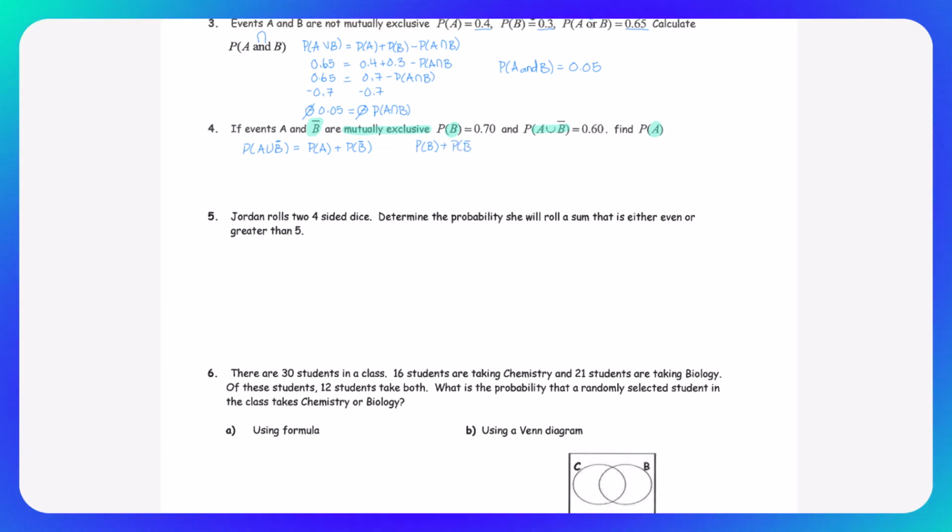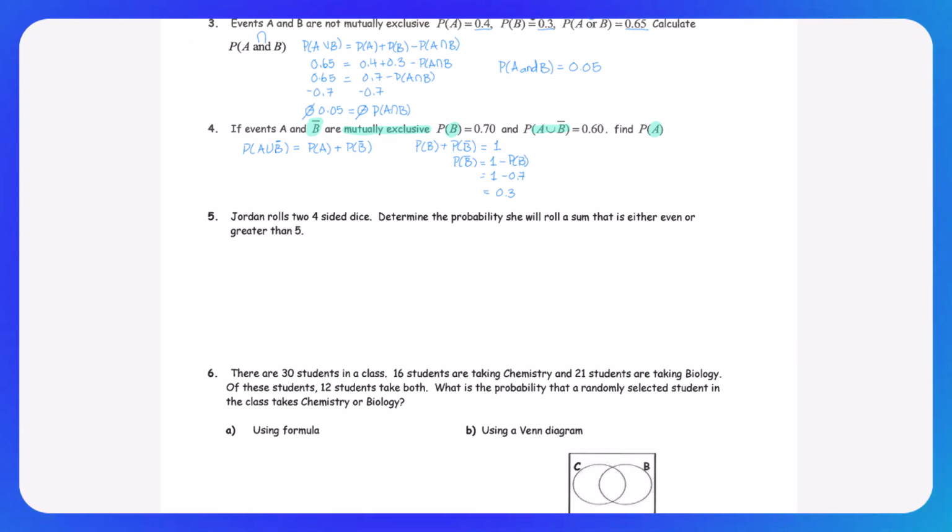But we know that if we have an event plus the not of an event, that has to equal 1. So in other words, to find the probability of not B, we're going to subtract the probability of B from 1. And that's going to give us 1 minus 0.7, which is going to give us 0.3.